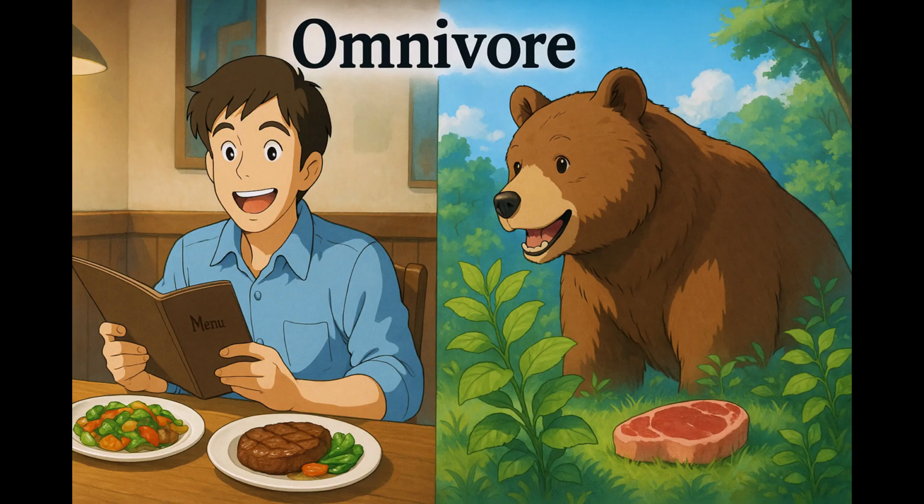Just as you can enjoy both a salad and a steak in a single meal, an omnivore's diet includes both plant-based and animal-based foods, allowing it to thrive in a variety of environments and situations.